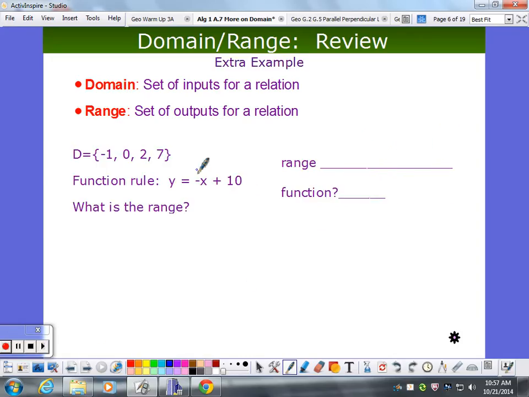Okay. Now I put a little extra. This one's not in your notes here, so just look up here. I just kind of threw this one in. I'm giving you the domain, and I'm giving you a rule. Can you find the range? Then y is -x plus 10. Matthew, you want to take a chance at this?